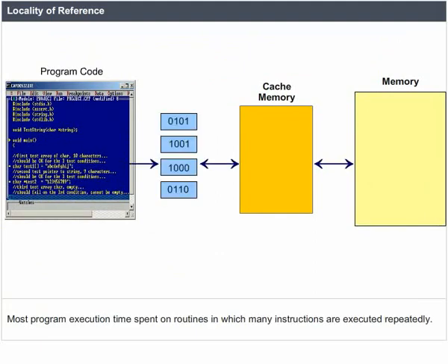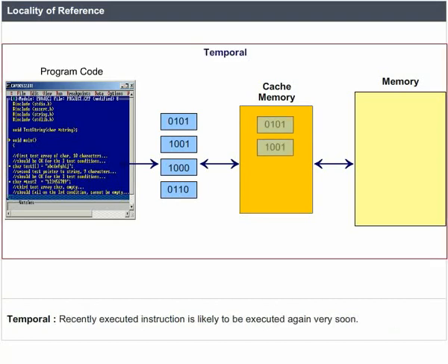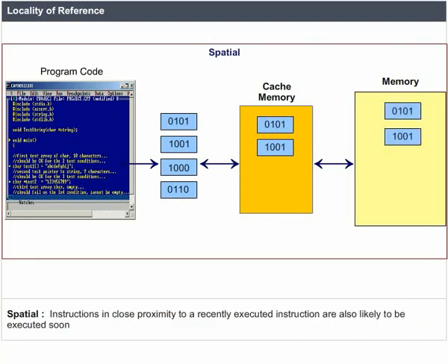Most program execution time is spent on routines in which many instructions are executed repeatedly. Temporal: a recently executed instruction is likely to be executed again very soon. Spatial: instructions in close proximity to a recently executed instruction are also likely to be executed soon.